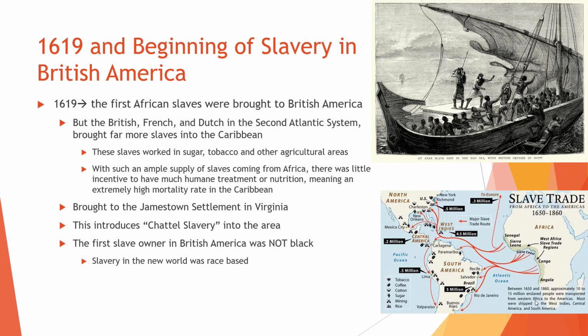So with the big supply, there was little incentive to provide a lot of humane treatment or nutrition, meaning that especially in the Caribbean and in Brazil, a very high mortality rate. So one of the things that this also brings in as well was chattel slavery. So you're probably thinking, well, what do I mean by chattel slavery? And probably some of you know exactly what I mean by chattel slavery. That is that if the slaves also have children, those children are slaves too, to be owned by the master of the mother.